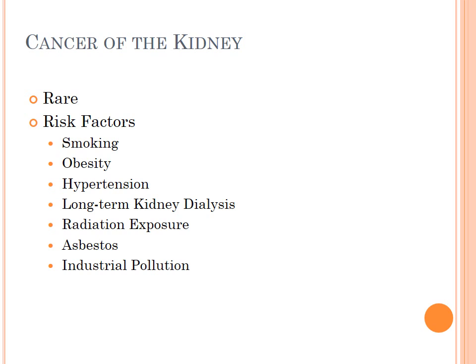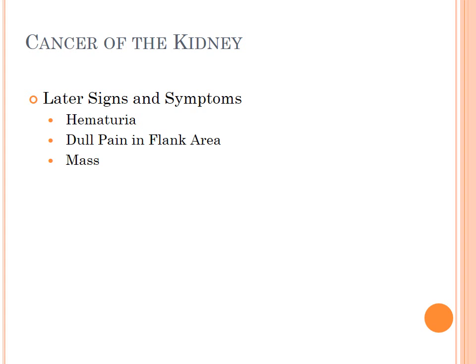One of the issues with kidney cancer is often when it's found, it's pretty advanced. If it's metastasized, as we know, if it's increased in stage 4, it's spread further and can be considered terminal, and it's much more difficult to treat. Early signs are few. Later signs include hematuria, a dull pain in the flank area, and a potential palpable mass.